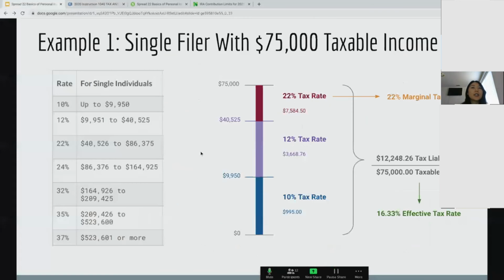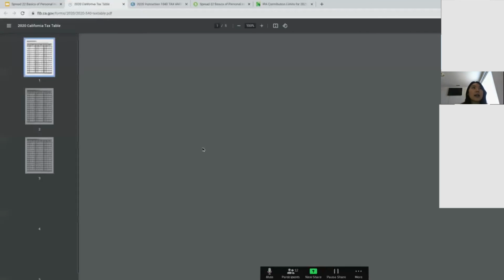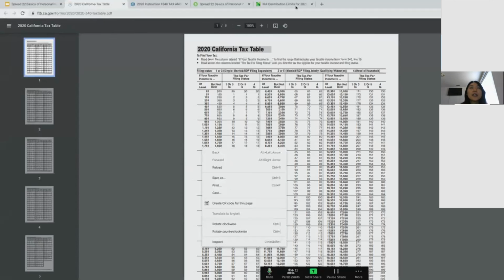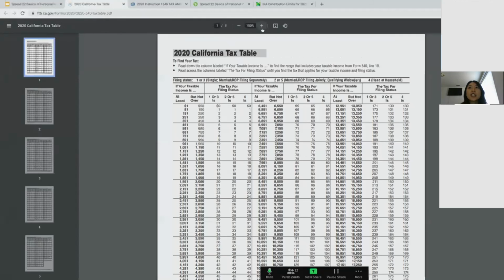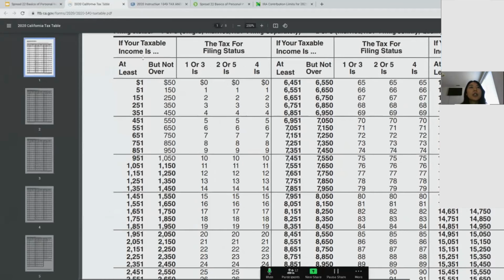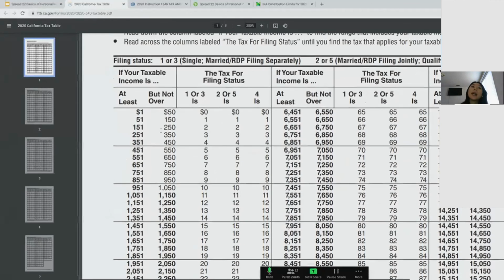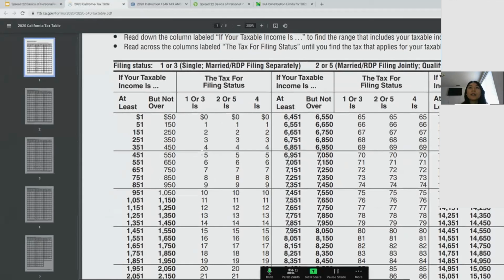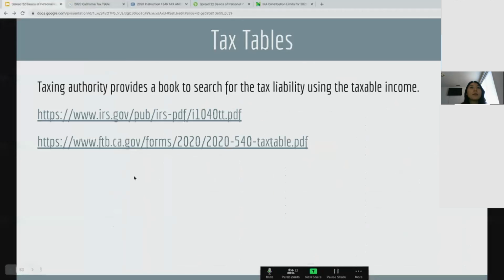And there's a California version of this as well. So governments know it's not easy doing taxes. So they give these little cheat sheets, right? So if you're 1 or 3, you're single or filing separately, and 2 or 5 is if you're a qualifying widower or you're married filing jointly. So it's the same thing. You just look at your taxable income for California and then determine whatever taxes it is. Fun.